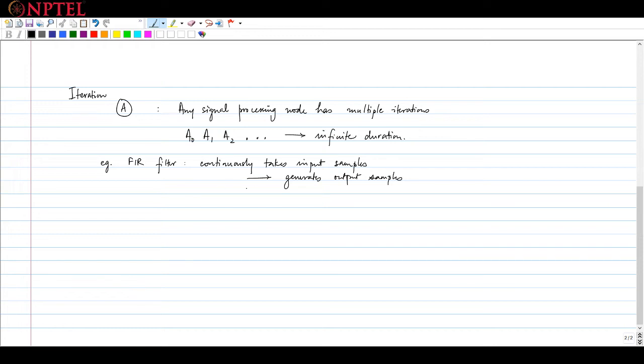This is something called a non-terminating process. In other words, there is no concept of saying when does the FIR filter finish. As long as input data samples are present, the FIR filter has some more work to do. It will have to generate the next output data. That is the sense in which I mean this is a non-terminating process, and this corresponds to an infinite duration sequence.